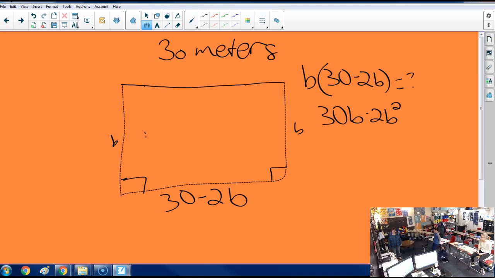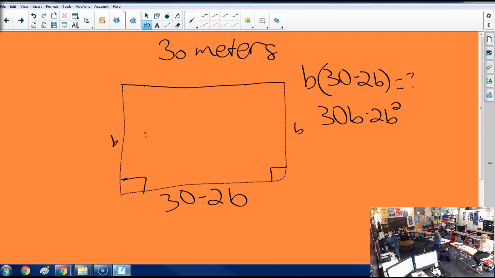Something equals a number. 30. Mystery. We don't have something on this side. That's our issue. What did you do to do that? I just did that, because it's just this times that. The two side lengths multiplied. That's the area. Equals 30. No, what is it? The perimeter equals 30. Okay, the perimeter. What do we do?